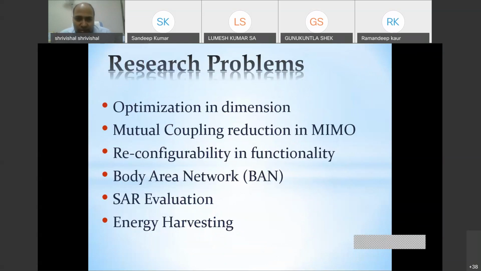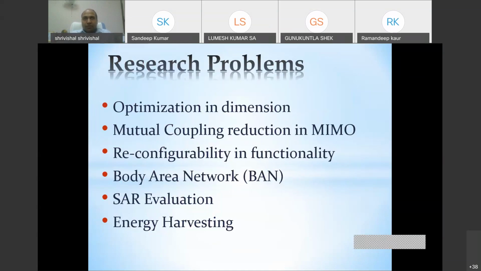So before we summarize this session, let us discuss a few of the research problems which are possible in the case of antennas for IoTs. And after this, we will close the session. So there are a few research problems related to system data optimization and dimension.